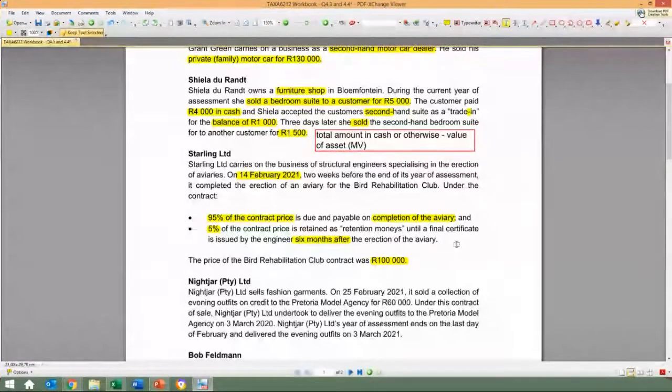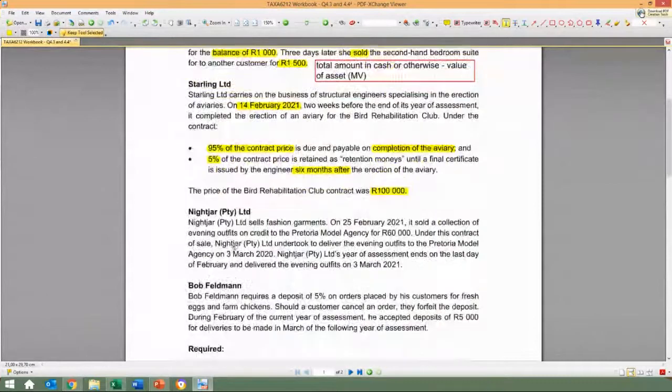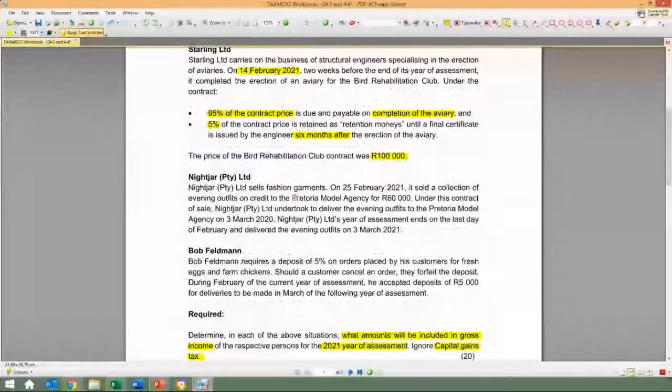And then the 5% will only accrue to you once the condition has been met, which is when the final certificate has been issued. So that would only be taxed then in the 2022 tax period, and that is what the marks would have been allocated for. Okay, if we look at Nightjar, Nightjar sells fashion garments.